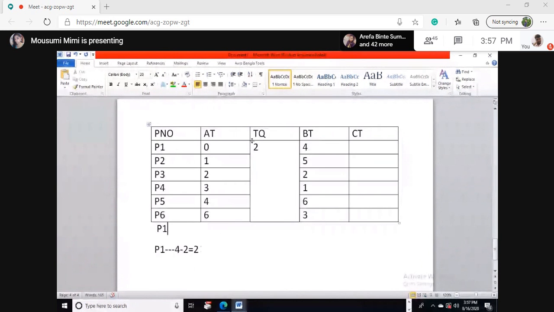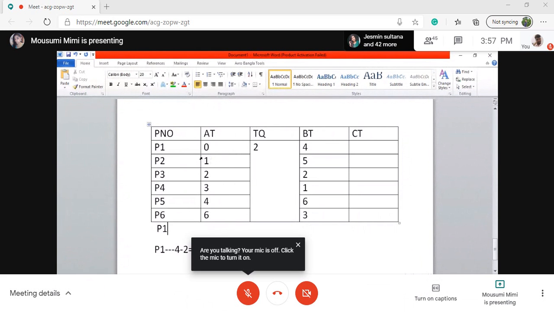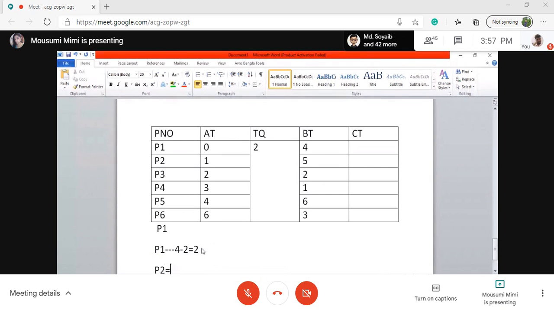Then you see within 1 second process 2 comes. So I move to my process 2. Now look at the total burst time of process 2. That is 5. So 5 minus time quantum 2 equals 3. So 3 tasks are remaining for my process 2.